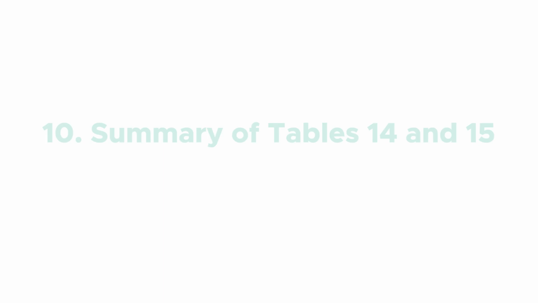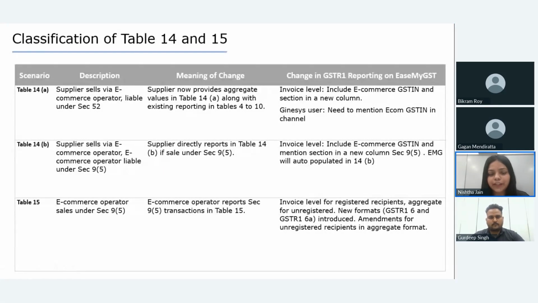I hope the customized setting on EaseMyGST is a very great feature, and demanded by our users. They required this feature because they were using the Excel file and long colors. I just want to revise again. I want to summarize table 14 and 15 again so that it will be clear from the point of view of EaseMyGST users. Okay, so let's start.